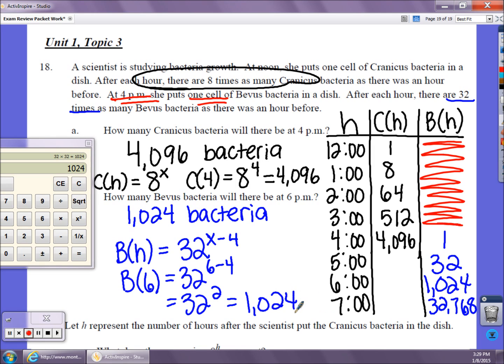So again, that's just another shortcut. You can complete the table, or you can write an equation. You'll see that in both instances we got to the correct answer. All right, let's keep going.